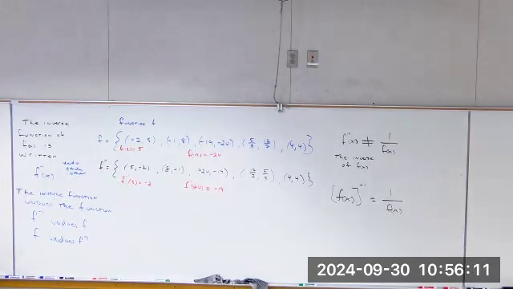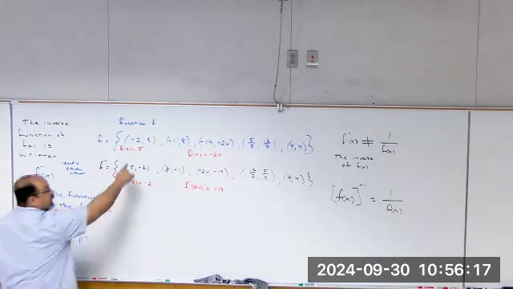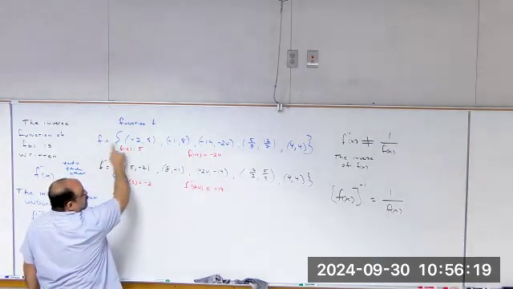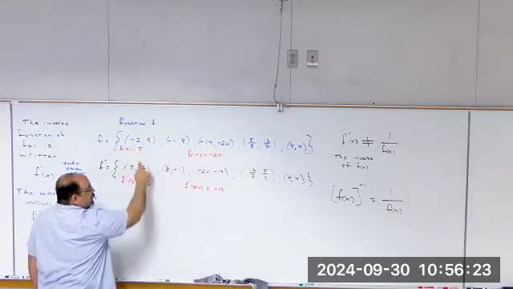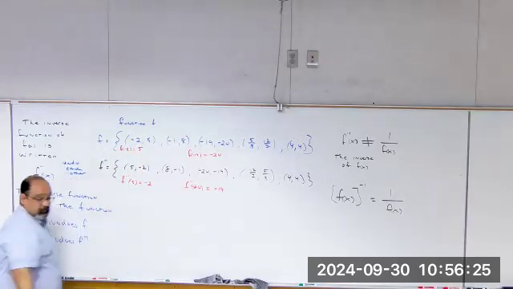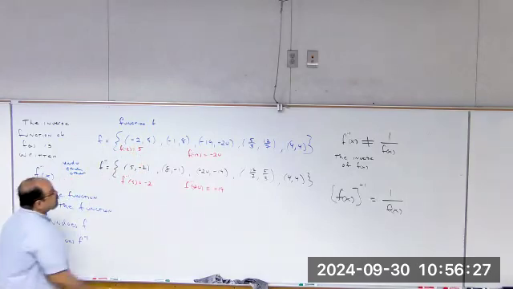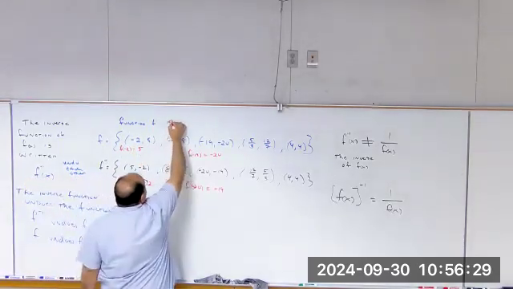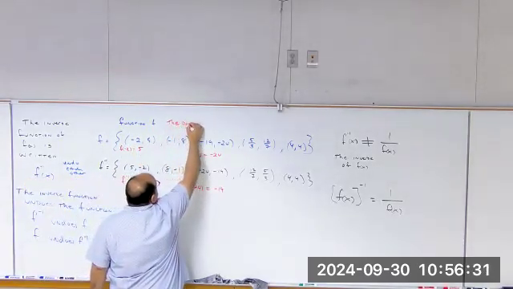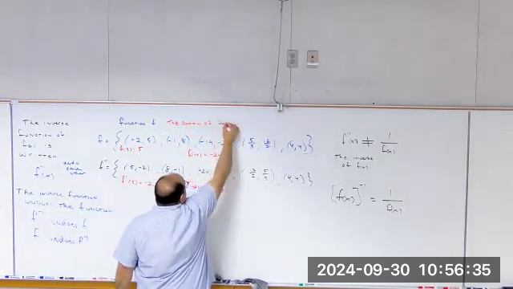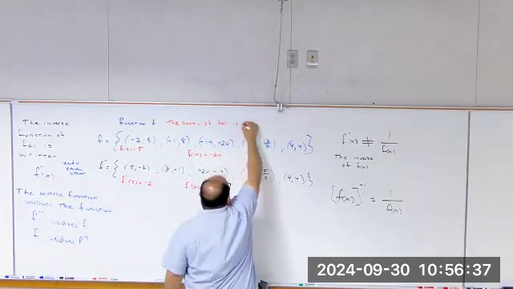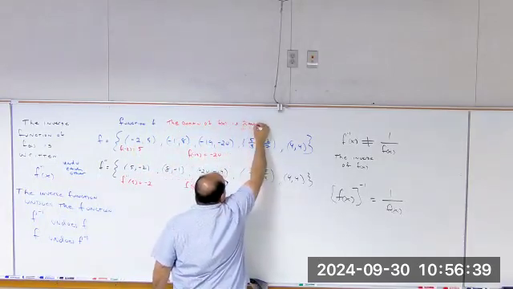That's the whole point of the inverse function: switching the x and y coordinates. It switches the x and y. The domain of this function f is the range of the inverse. It's the range of the inverse function.